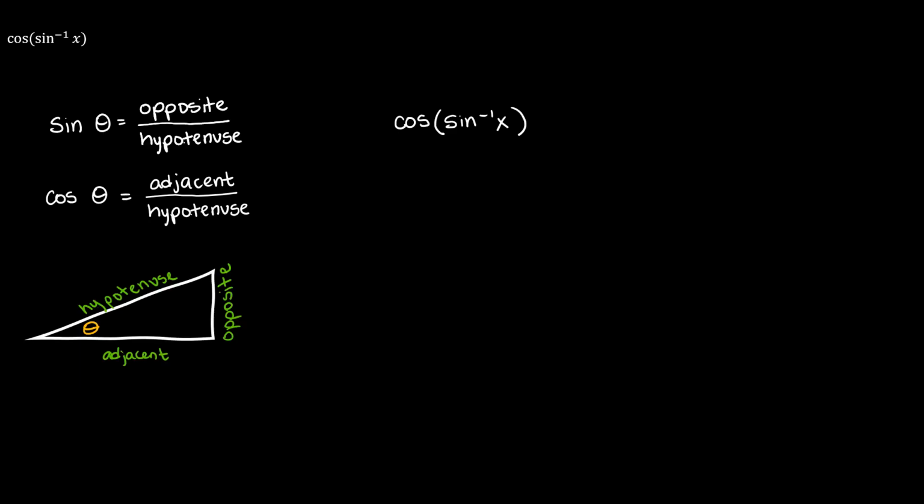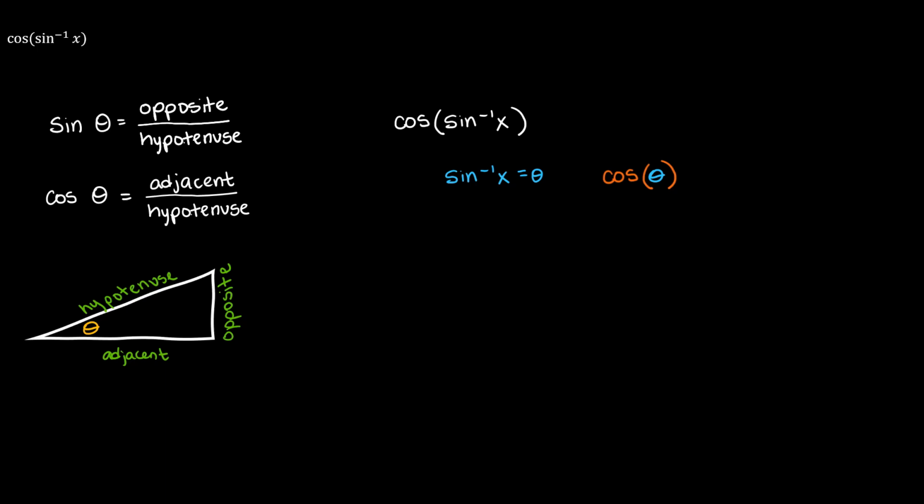Sine is a ratio of sides of a right triangle, opposite over hypotenuse. Cosine is the ratio of adjacent over hypotenuse. We want to use a triangle like the one on the screen, just a generic right triangle, to figure out what cosine of sine inverse of x would have to be. So we first separate the sine inverse part and the cosine of the angle part. That way we can deal with this in stages.